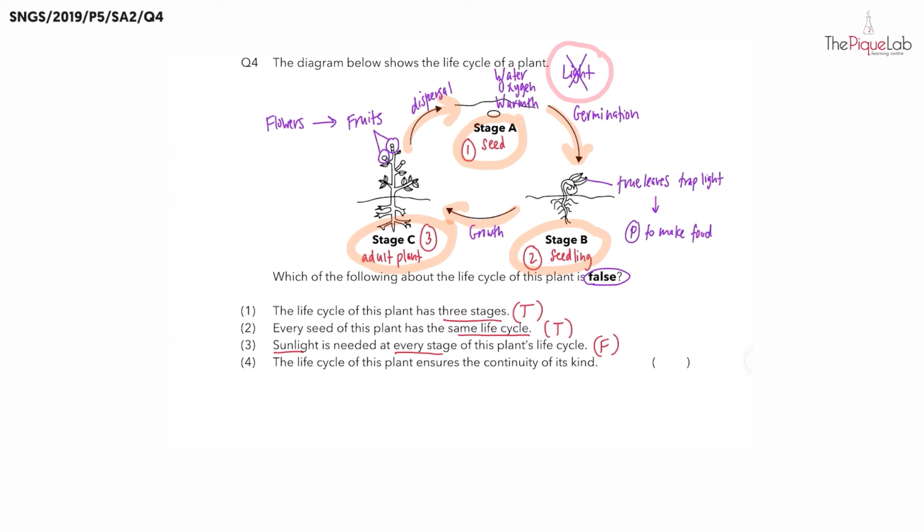Statement 4. The life cycle of this plant ensures the continuity of its kind. What do all organisms do to ensure continuity of its kind? All the organisms must reproduce, including this plant. And what do the plants do in order to reproduce? The adult plant develops flowers, and what 2 processes must happen to the flowers during reproduction? The flowers go through pollination and fertilization to develop to become fruits. So this statement is true.